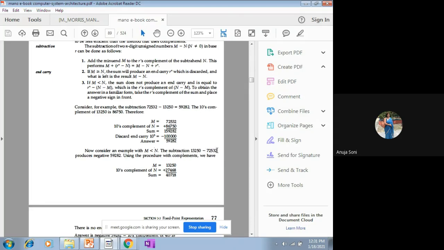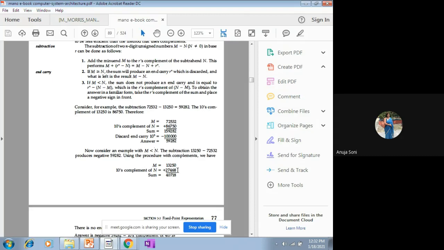So what do you have to do? As the very first step, wherever you see a negative sign, you have to take its tens complement, or twos complement in the case of binary numbers. Here we have decimal numbers, so we have to take the tens complement of n. The tens complement of 72532 will be 27468.